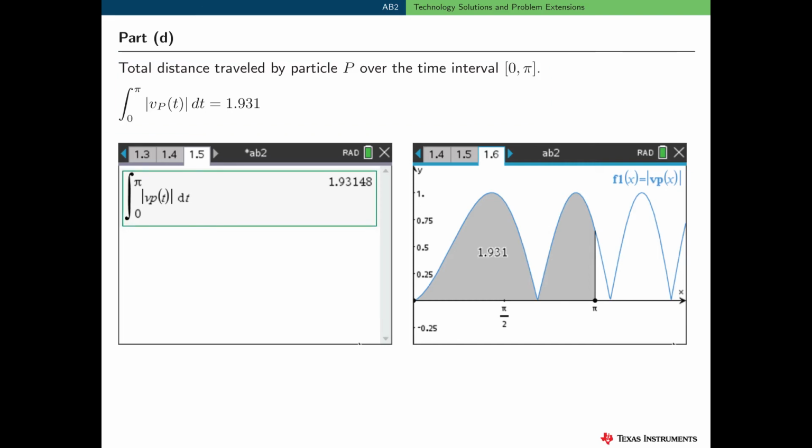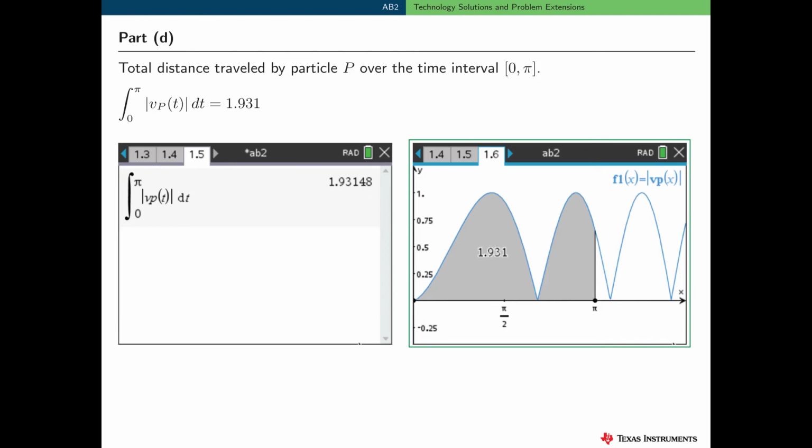Here, I simply evaluated the definite integral on a calculator screen. The total distance traveled is 1.931 units. We weren't given any units in this problem. And here's a way to visualize this result.